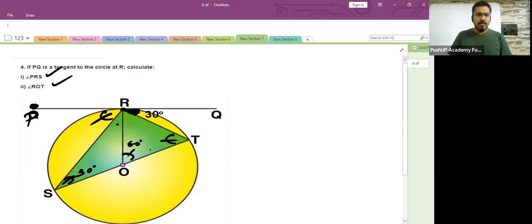In that case, OR and OT are what? The radii of the same circle, isn't it? In that case, this angle will be what? 60 degrees. Now, if angle RTS is equal to 60 degrees, this angle will also be what? 60 degrees. Easy? Yes, Jeevan. ST is the diameter. 90 degrees you can use. 120. 60 degrees. Perfect.